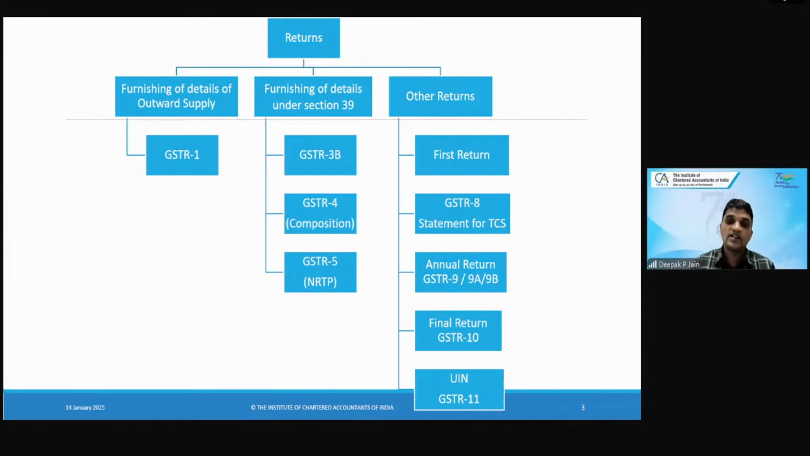GSTR 3B is a summary of your sales, total sale value, total tax, CGST, SGST, IGST, whatever is the reverse charge you have to pay, input tax credit, what input tax you have claimed, what input tax you are claiming as a recipient, and what is your reversal, because we also saw reversal of input tax in input tax credit. All of that has to be disclosed. Then the net liability will come in GSTR 3B. So GSTR 3B is a summary return of total.